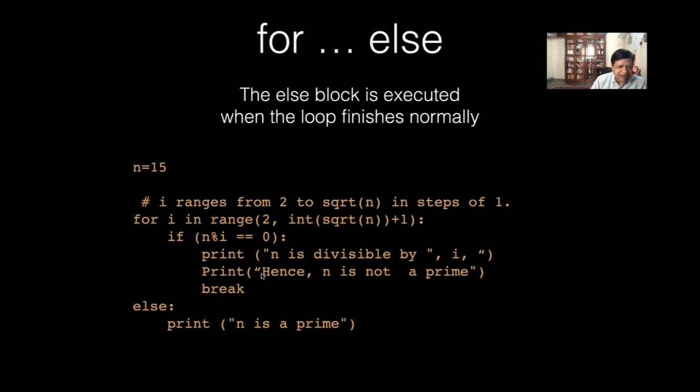So print this, and hence n is not a prime, and I don't need to continue in the loop. I can just come out. As soon as I find one factor for the number, I get out. I just declare that n is not a prime, and I get out. But if it continues up to square root n plus 1 and still does not find any factor, then it has to say that n is a prime. So when this loop finishes normally, it will come to the else block and print n is a prime. So this is a useful function of for else.